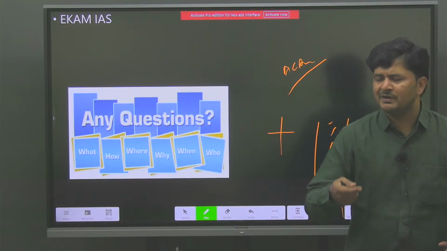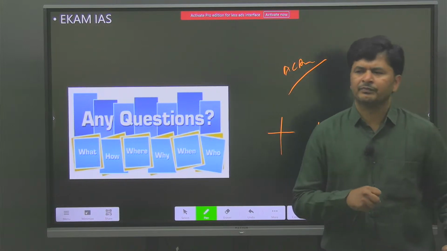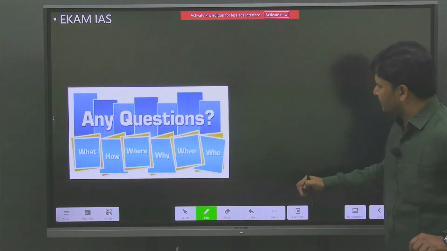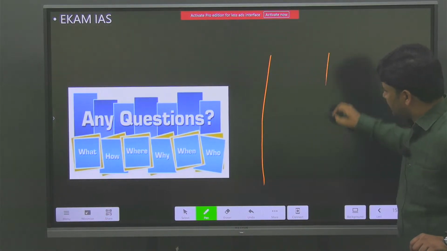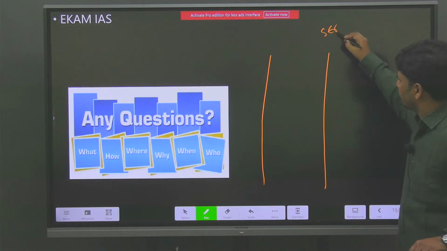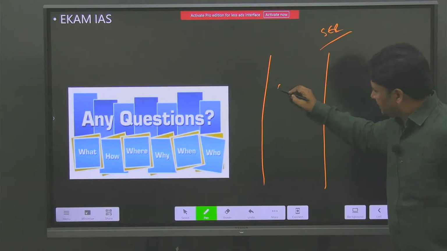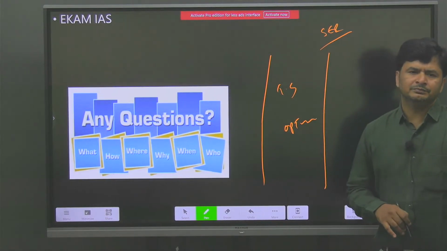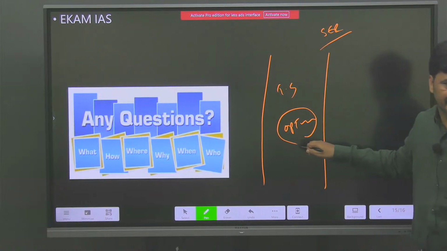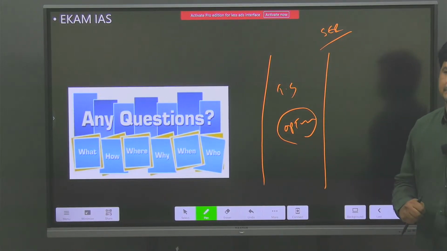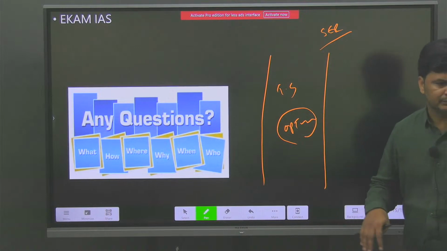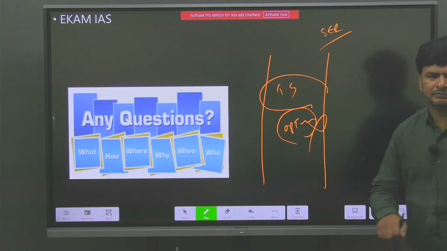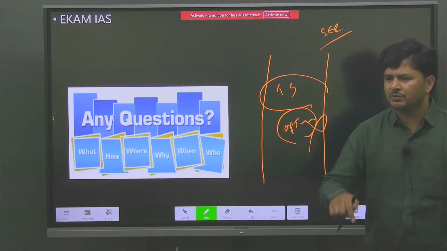You have performed well, definitely you'll get the score. See, there are so many factors. Let me tell you, everyone shall understand this particular point. There are so many factors which play a crucial role in getting service. Obviously, GS and optional. I'm talking about mains, keeping aside prelims. You may be good at optional, but bad at GS. Gone. You may be very good at GS, but bad at optional. Once again, gone. Balanced approach.